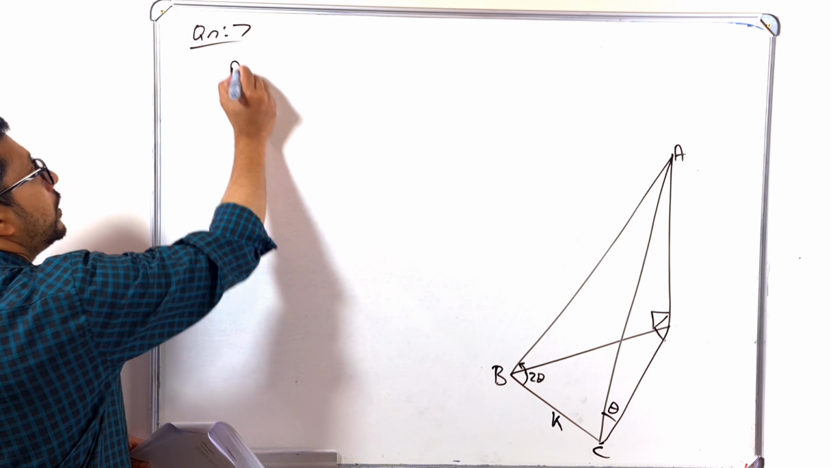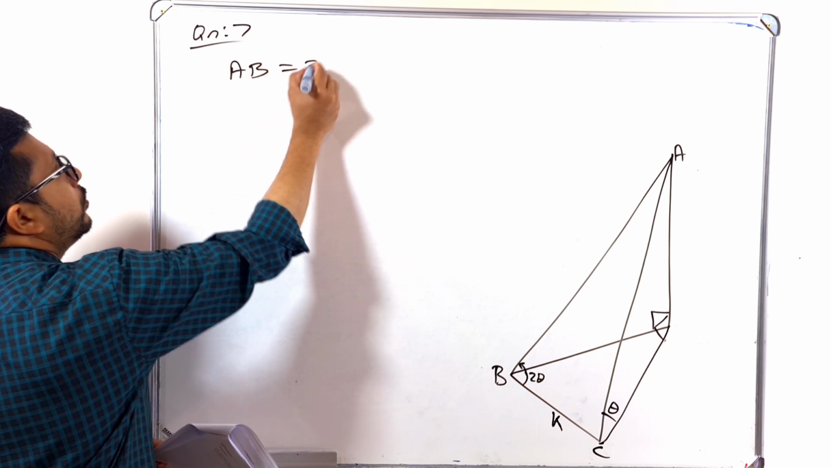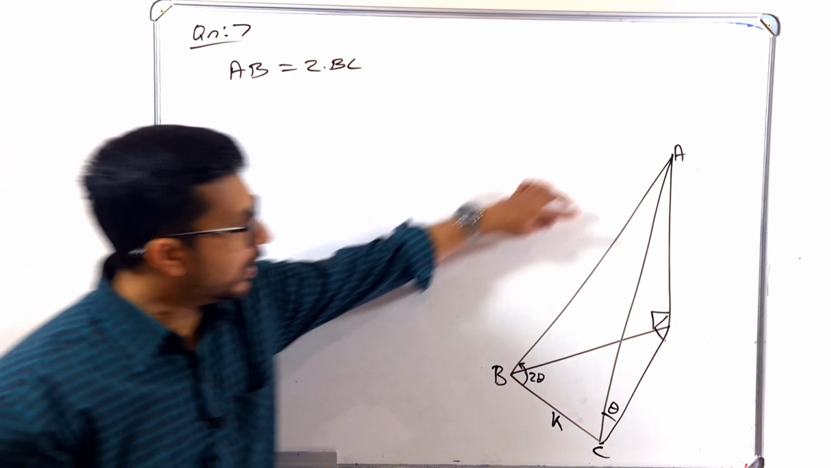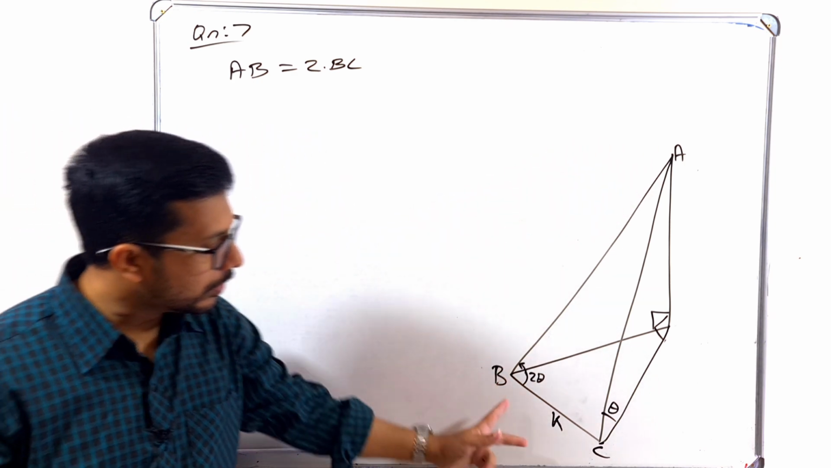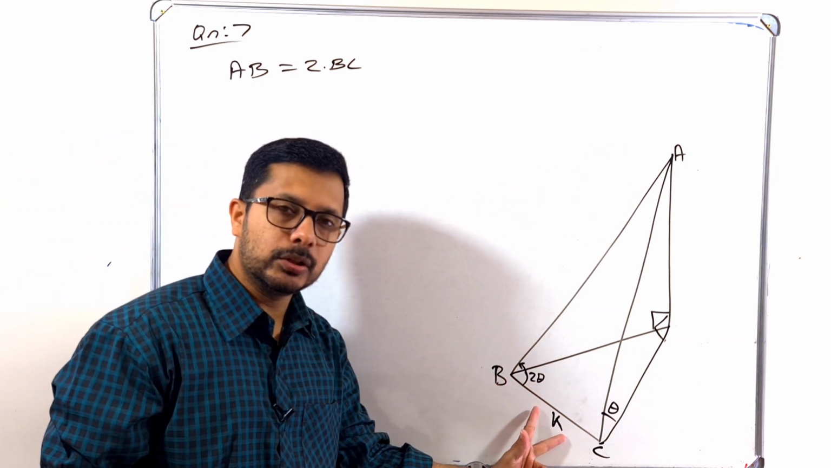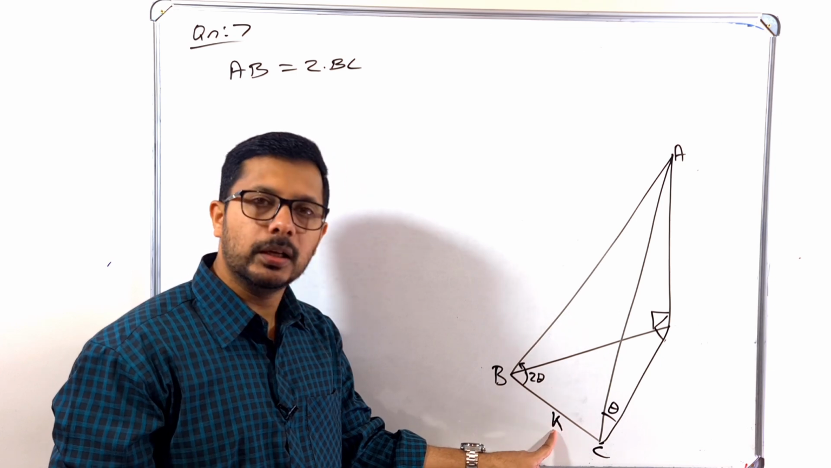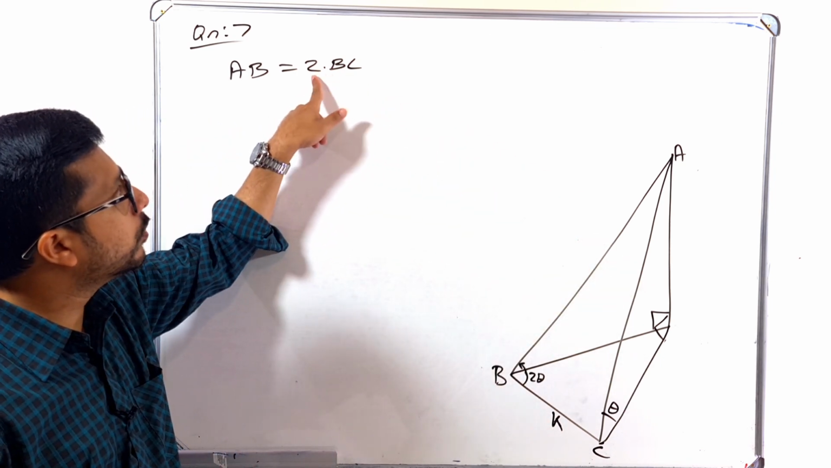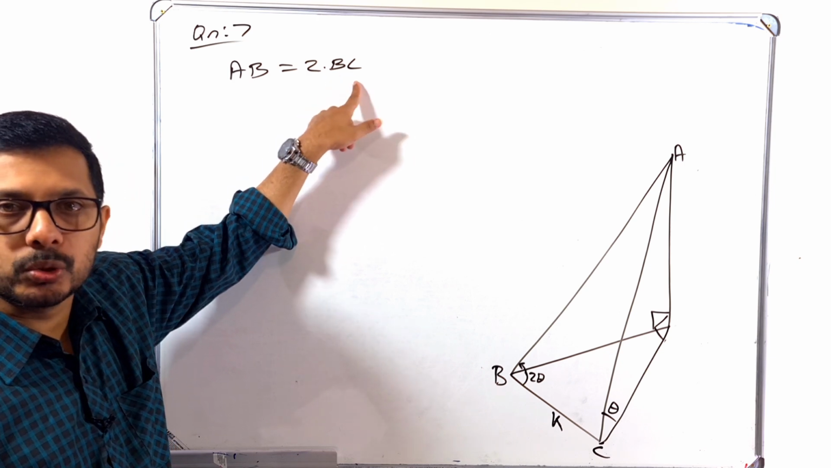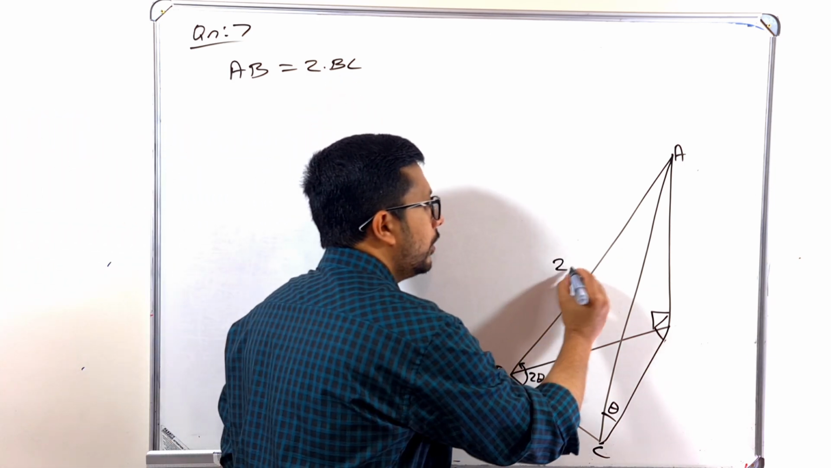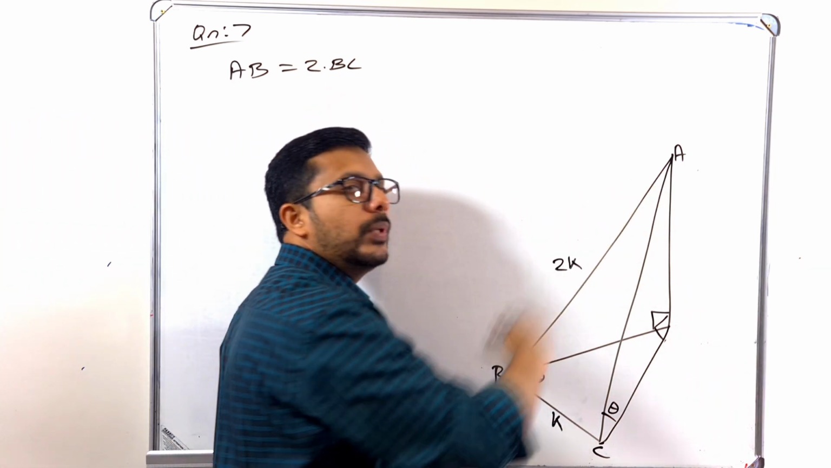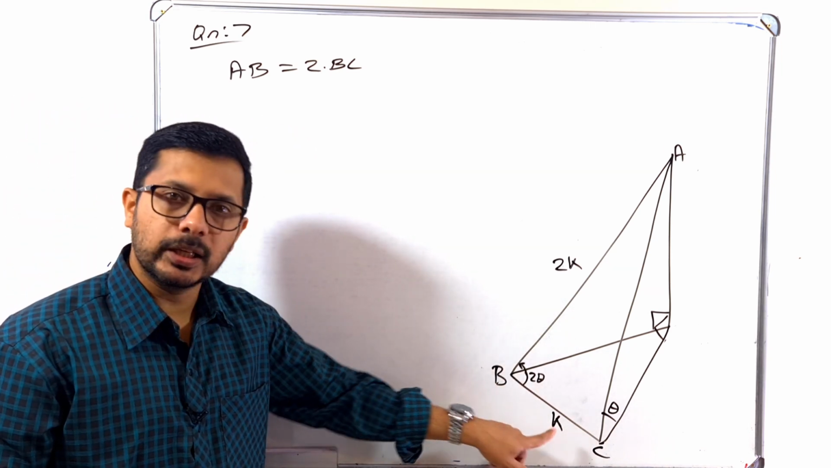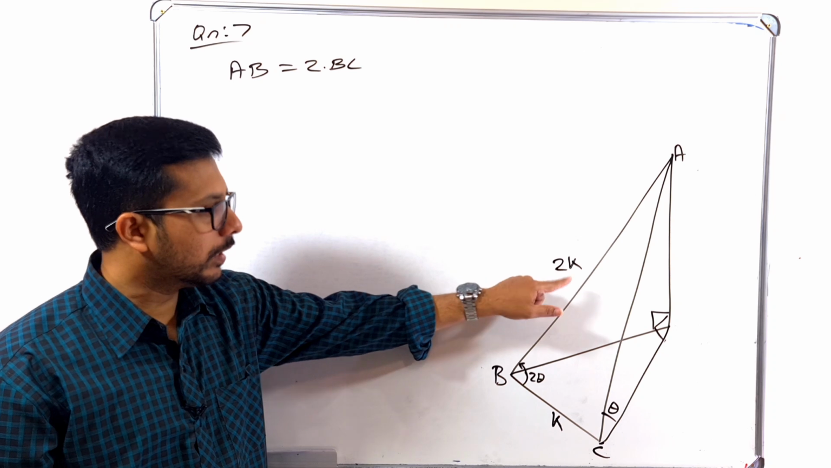Have you seen that condition? AB is equal to 2 times BC. Okay, so the length of this AB is 2 times the length of BC. What is the length of BC? K. So what is AB? 2 times BC. 2 times BC is 2K. So we know that the length of this AB is 2 times BC, that means 2K. Okay, that is the length of AB.